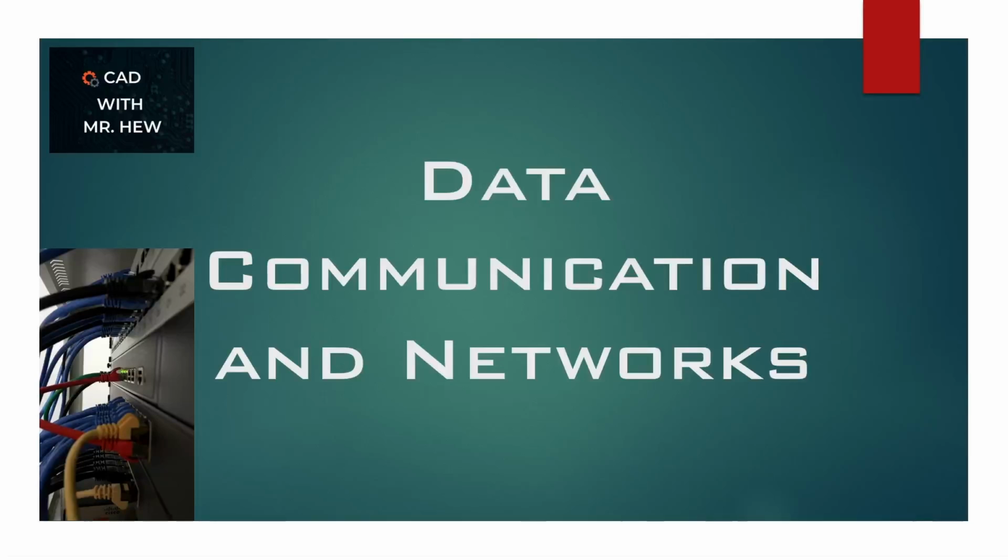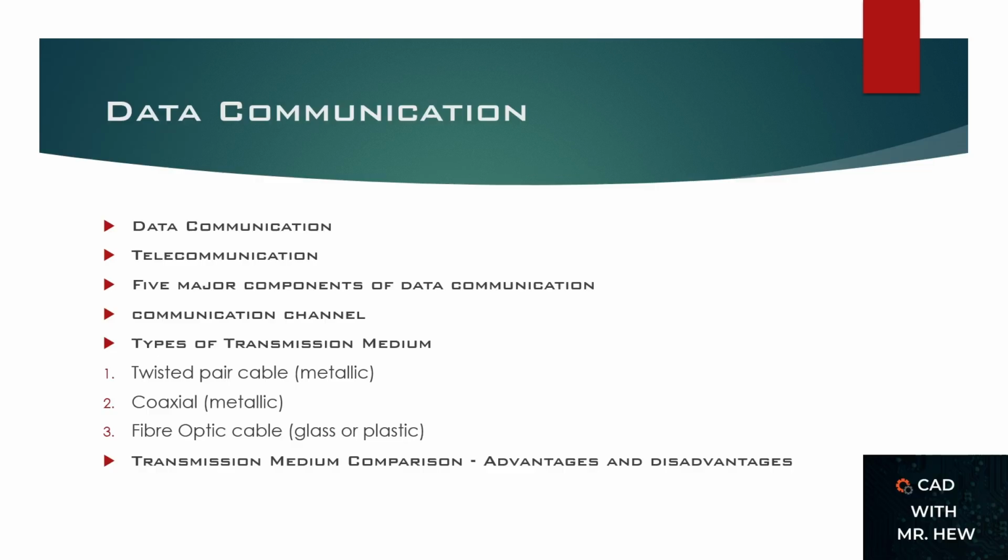In today's video, we're looking at data communication and networks. We're looking at data communication, telecommunication, the five major components of data communication, communication channel, types of transmission medium, and the ones that we're looking at today are the twisted pair cable, the coaxial cable, the fiber optic cable. The last thing that we'll be doing in today's video is a transmission medium comparison, and specifically we'll be looking at the advantages and disadvantages of the twisted pair cable, the coaxial cable, and the fiber optic cable.